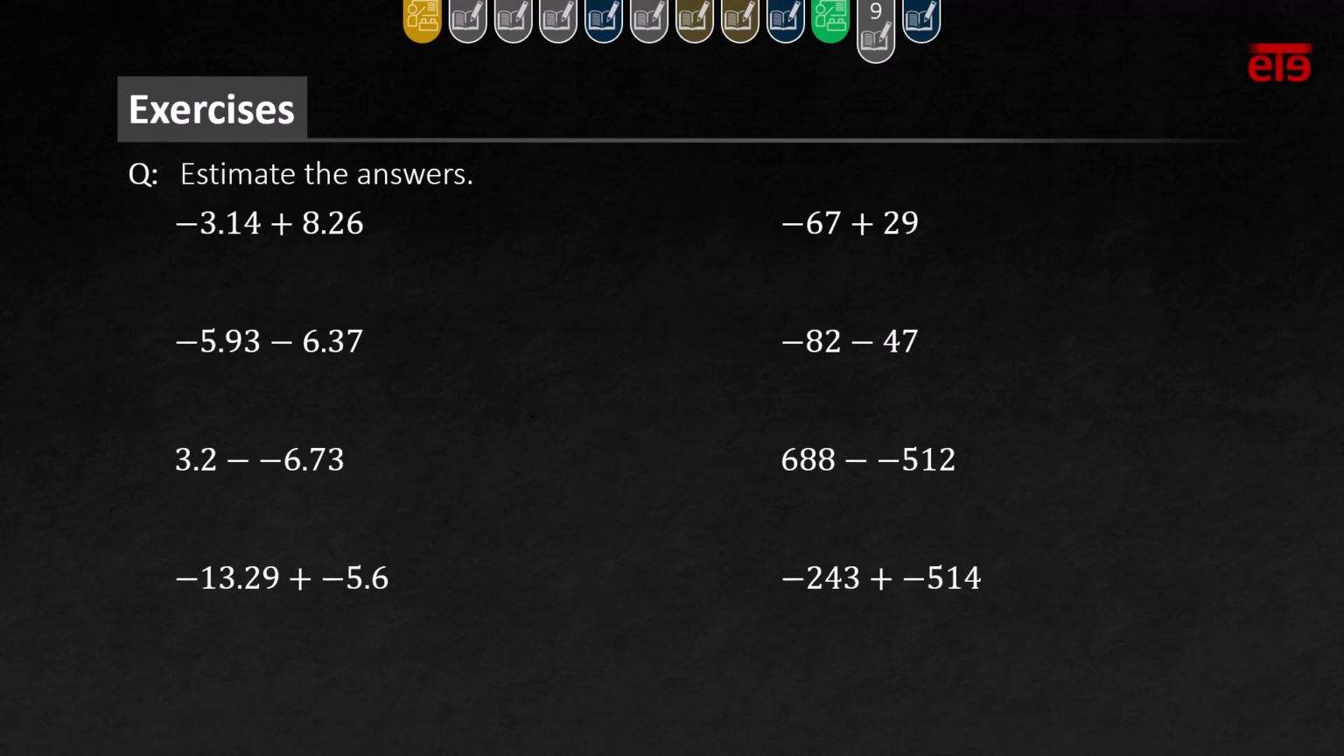Now, let's estimate answers for the following expressions. For the first 4 questions, we'll round to the nearest whole number, and for the remaining 4 questions, we'll round to the appropriate numbers. Estimate and check your answers.